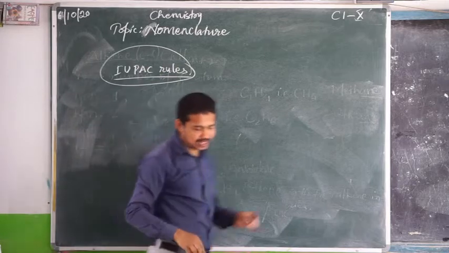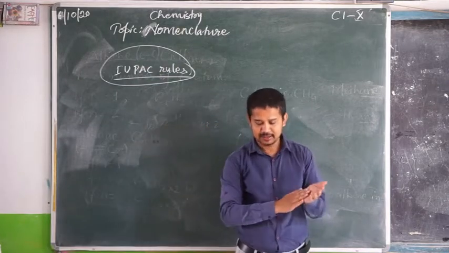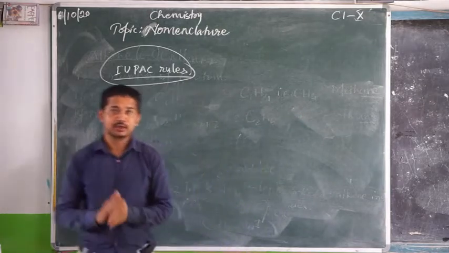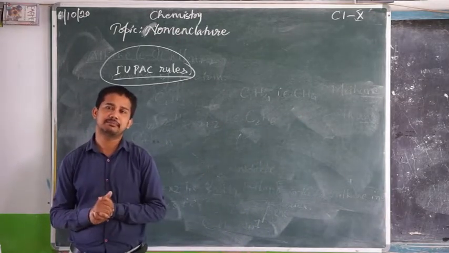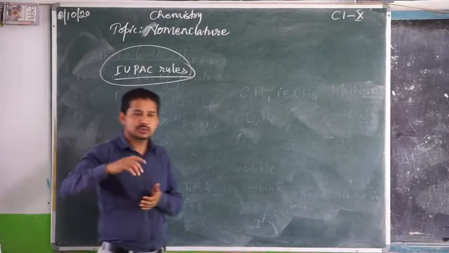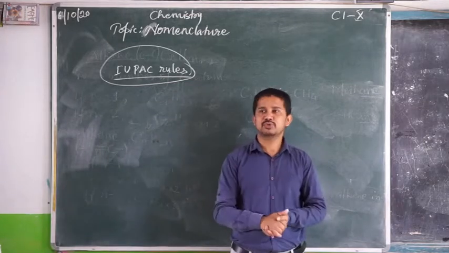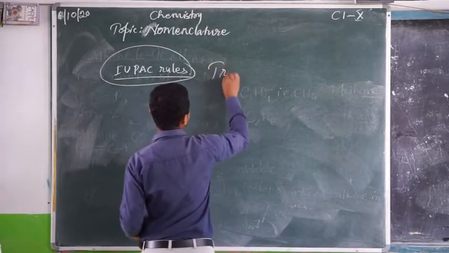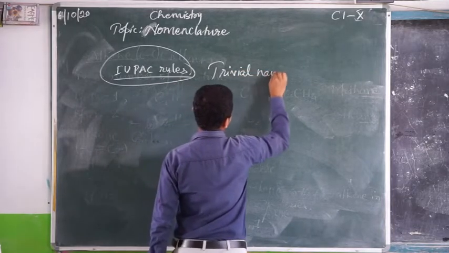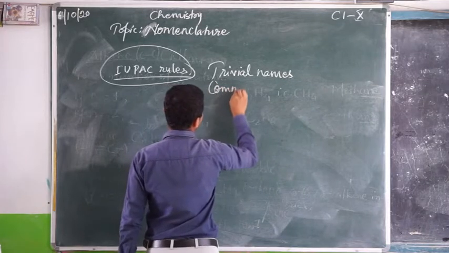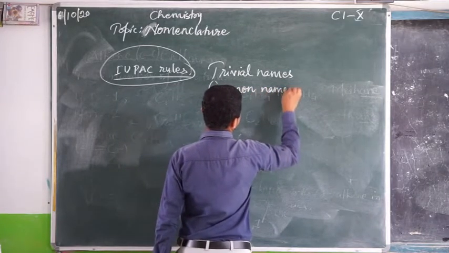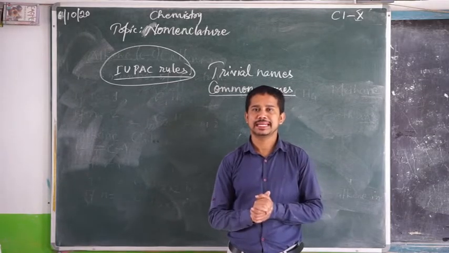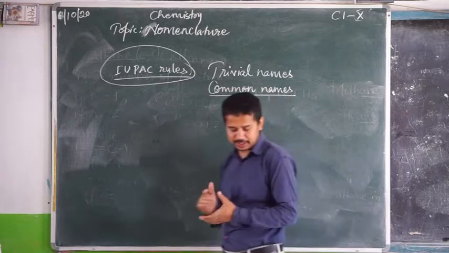Before the establishment of IUPAC, which was established in the year 1957, there were also organic compounds, and since the compounds were there, they were given names. The common names were given, and these common names are said to be trivial names. Trivial names means common names.